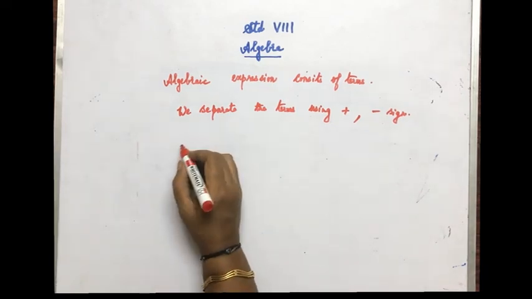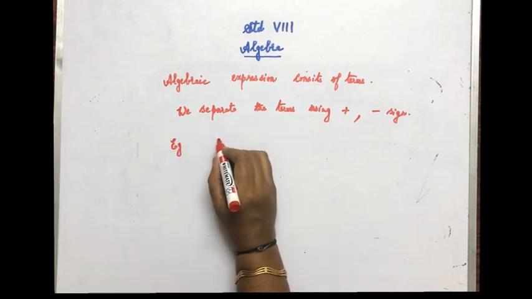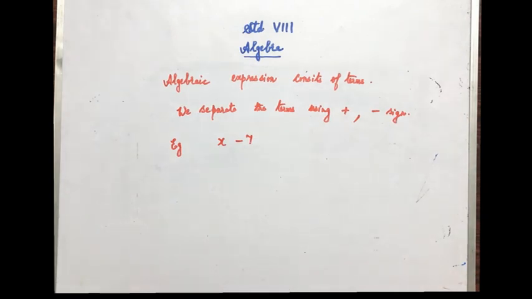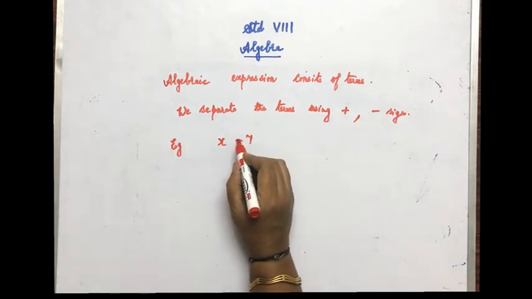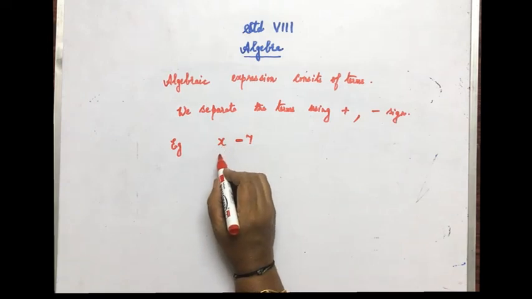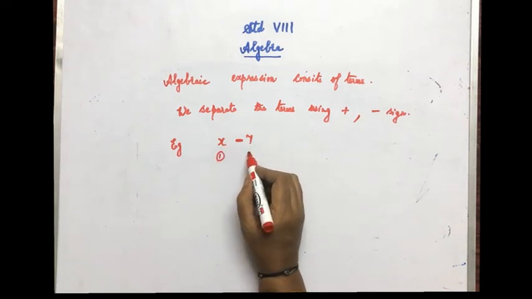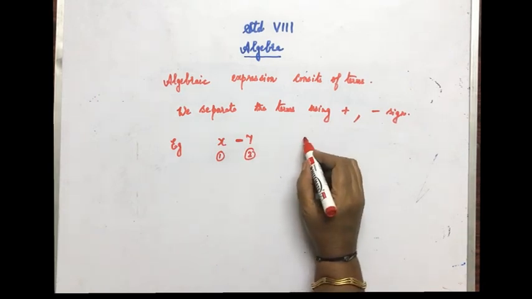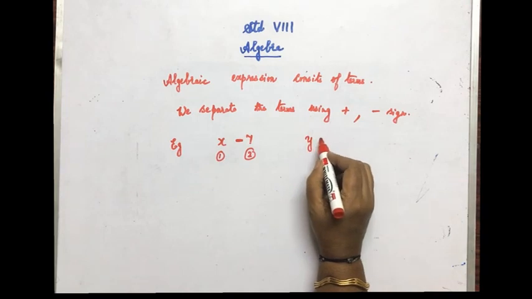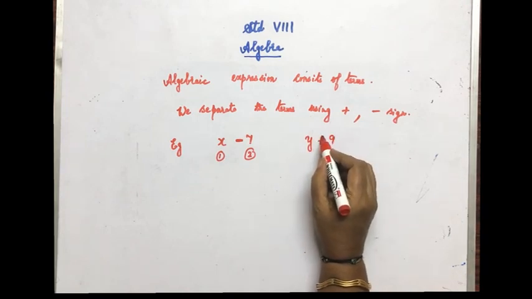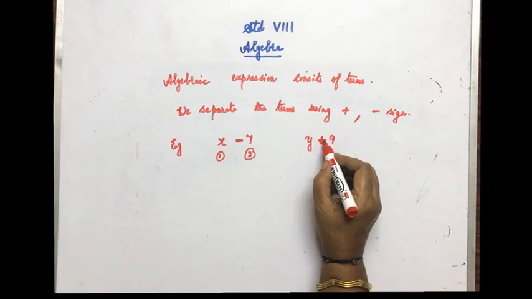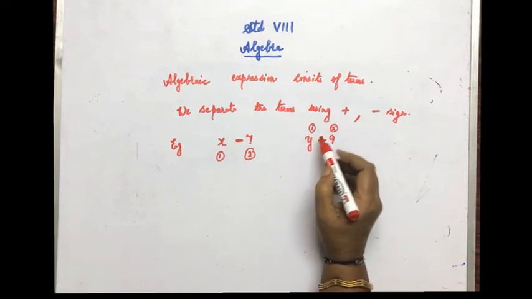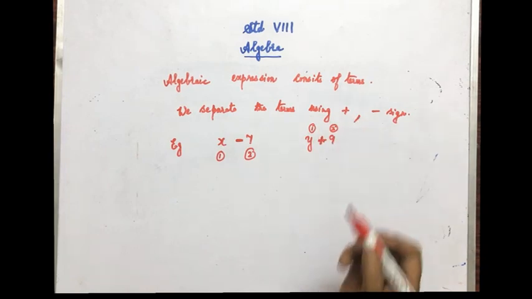Now if we consider an example of an algebraic expression, x minus 7. Here we have two terms. So minus is used for separating the terms. The x is the first term, that is a variable, and minus 7 is the second term. So we have two terms. And also we will consider y plus 9. Here also we are separating the terms using the plus sign. So y is the first term and 9 is the second term. So plus sign and minus sign are used for separating the terms.